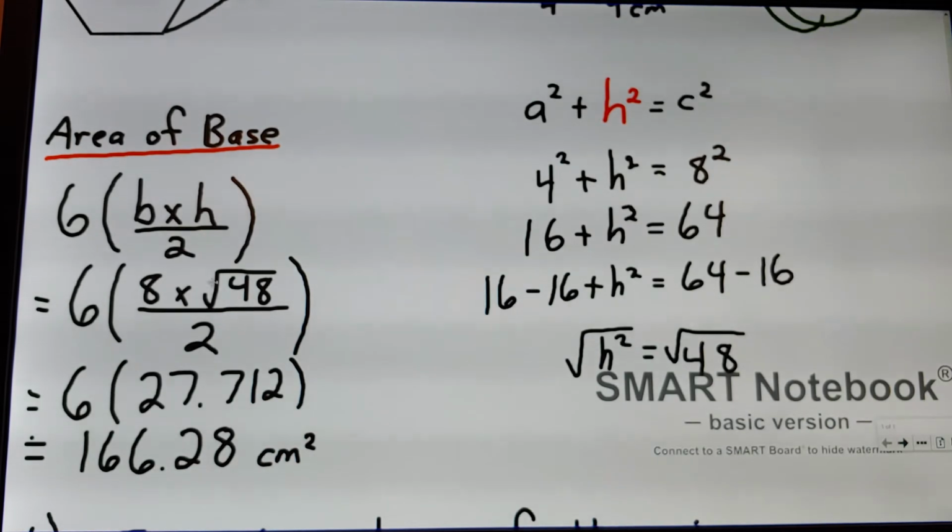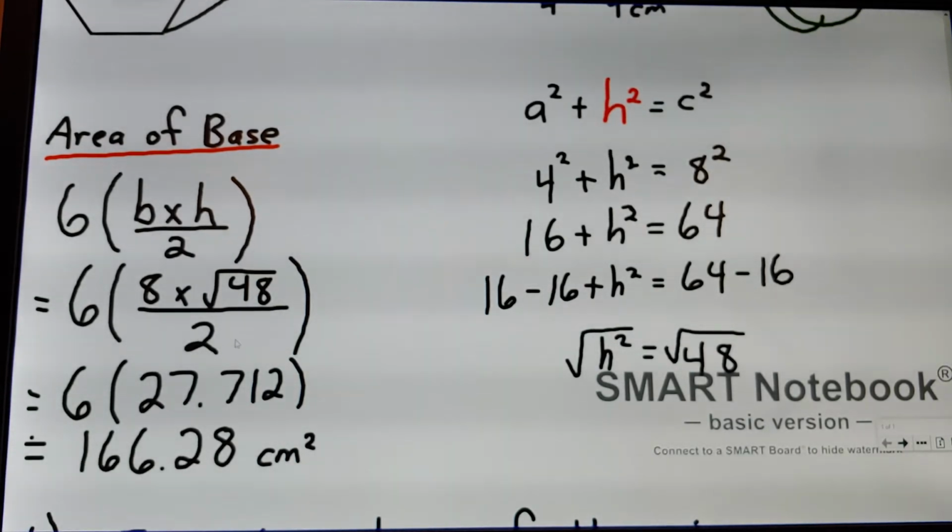Okay. This part here, you can do that in your calculator in one shot. Do 8 times, hit your square root button, 48, divided by 2, it'll spit out 27.712.